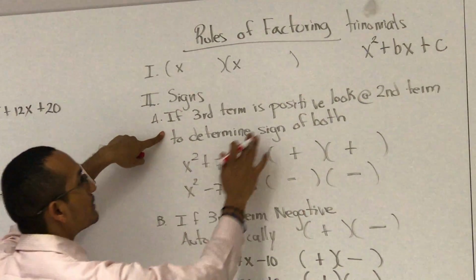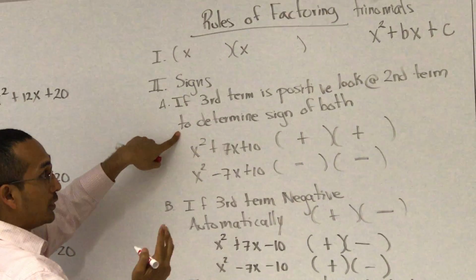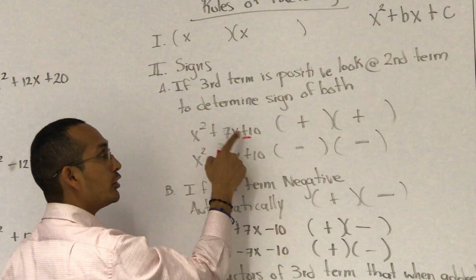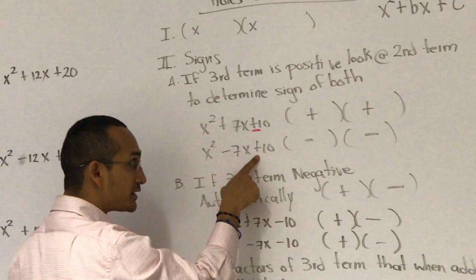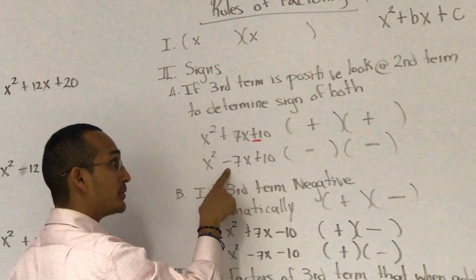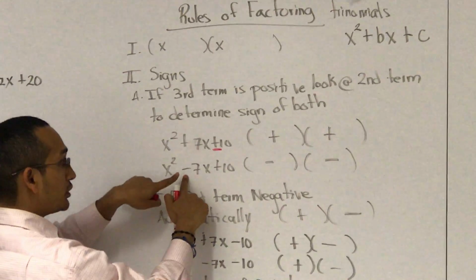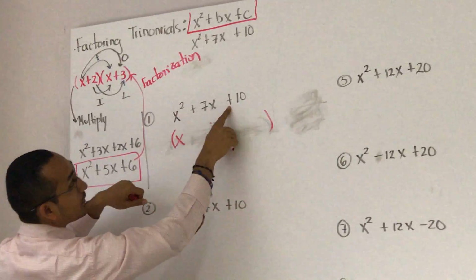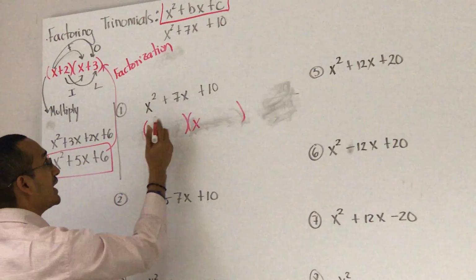Now you have done this, x and x, and you have the signs. If the third term is positive, you look at the second term to determine the sign of both. If the third term is positive and the second term is negative, this one's negative, so therefore both are negative. So let's go back to our example here. If the third term is positive, you look at the second term to determine the sign of both. So in this case, both are positive.